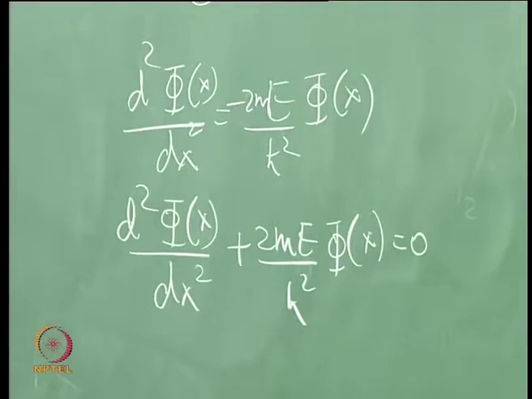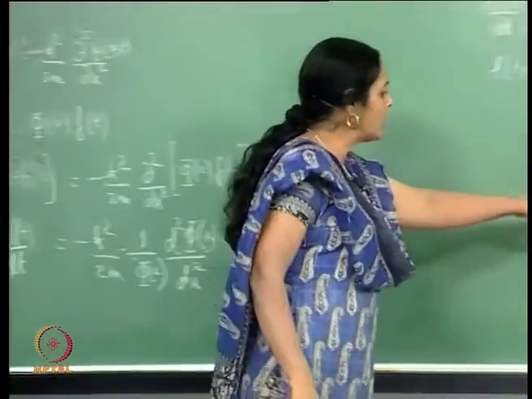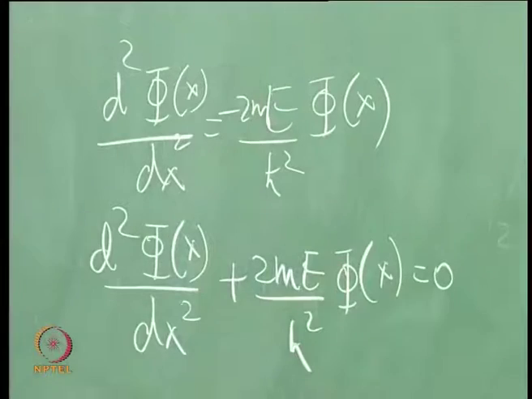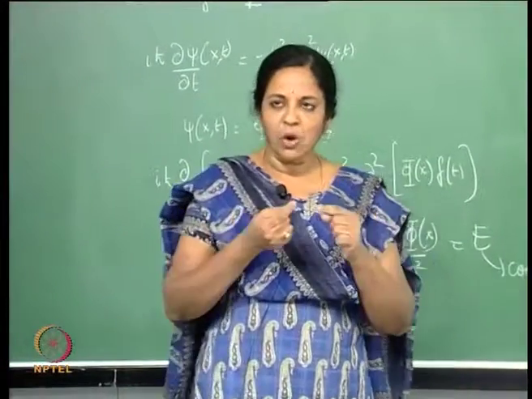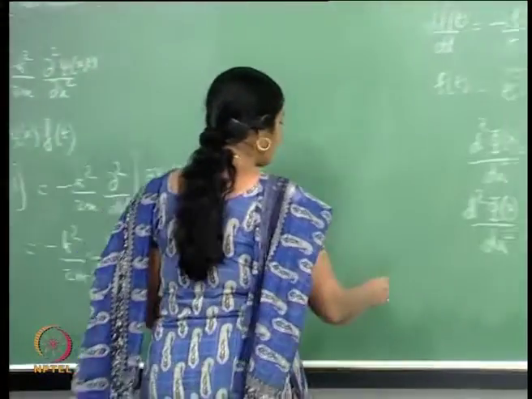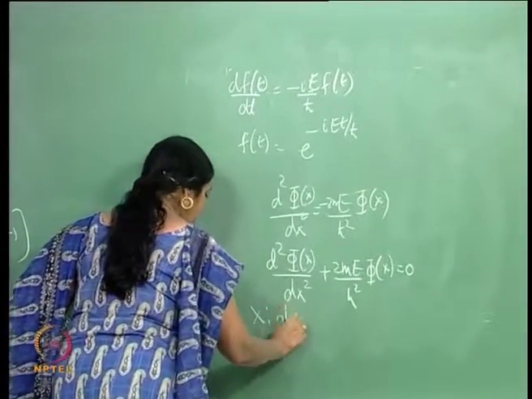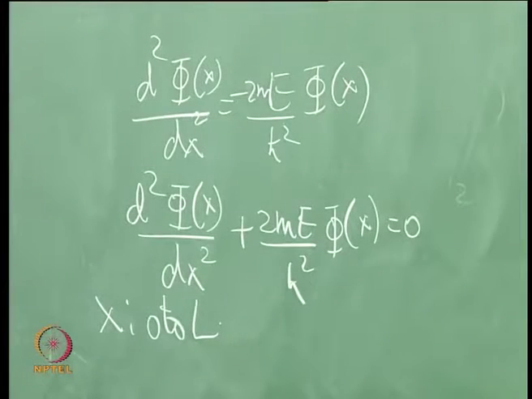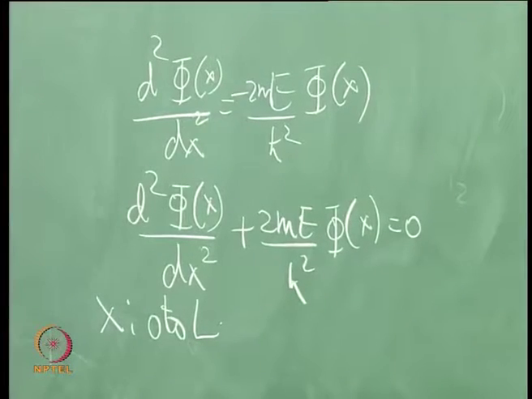Now, suppose I also had a potential, of course, there would be an E minus V there. The important thing to note is the following, that if I were working with a particle in a box of size 0 to L, suppose x went from 0 to L, what kind of boundary conditions can I impose on this?